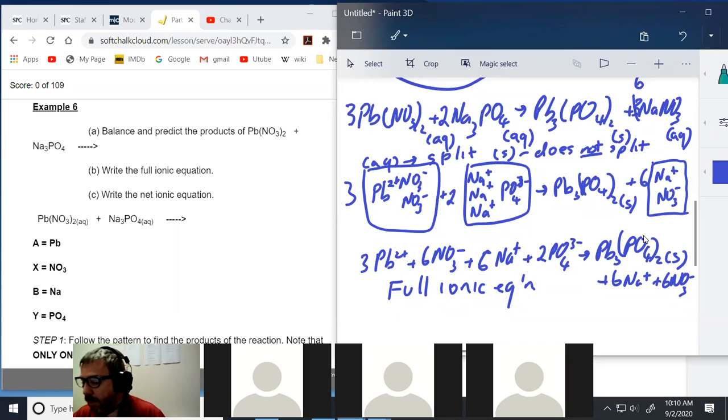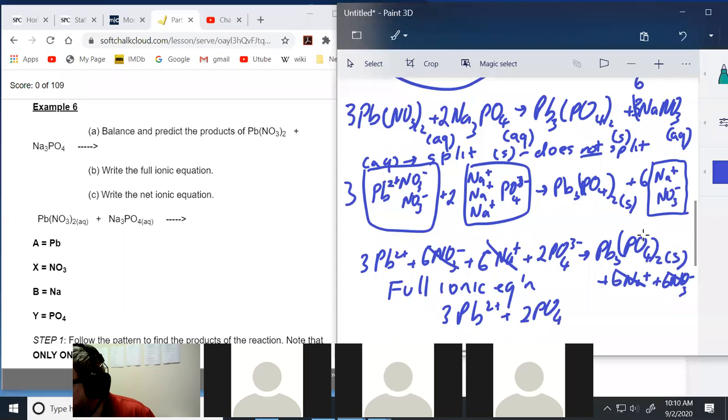So what I can do is chop out the sodiums and the nitrates, and all I'd be left with is 3Pb2+ plus 2PO4 3- gives Pb3(PO4)2 solid, and that would be the net ionic equation.